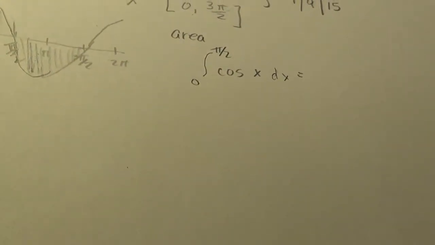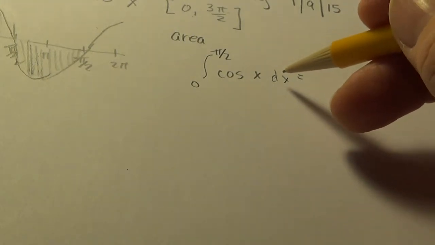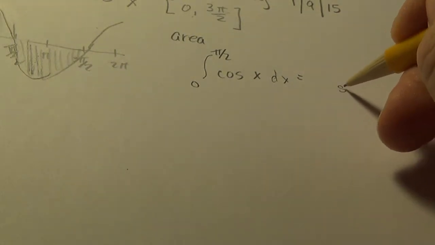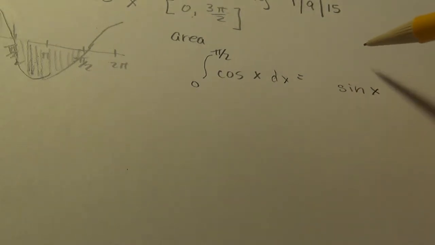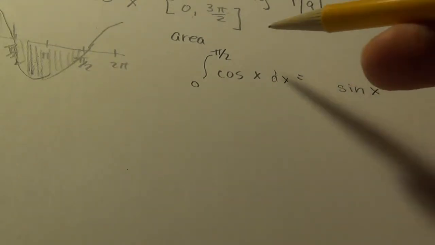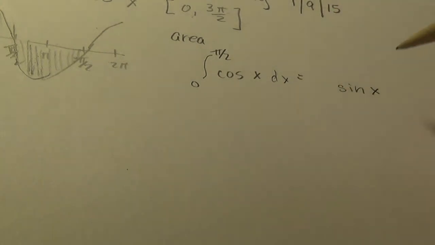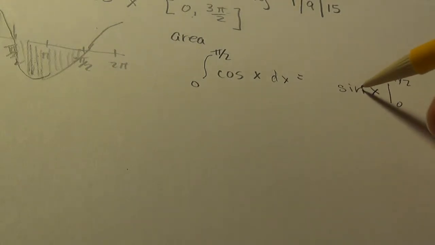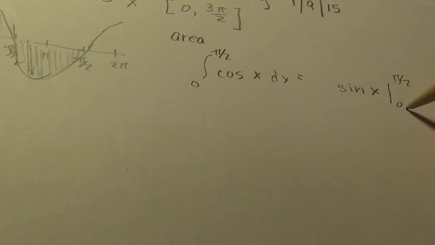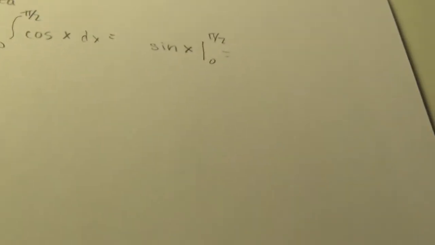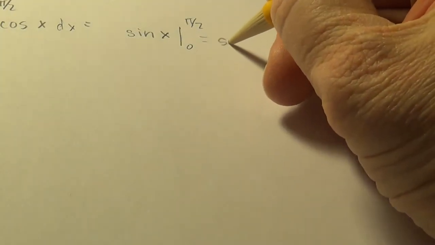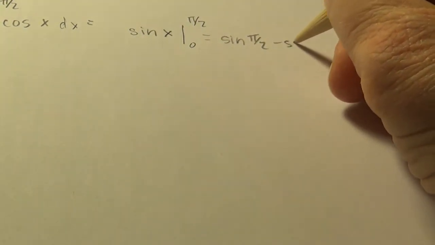Let me move this. So this one turns out the integral of cosine is the sine. And you can always check that by taking the derivative of this. Does it get you back to that? It does. And then we learned about this new notation where we're going to evaluate this sine x first at pi over 2 and then subtract sine of 0. So let's do that. Keep running out of room. So this is experimental here. All right, equals sine of pi over 2 minus sine of 0.